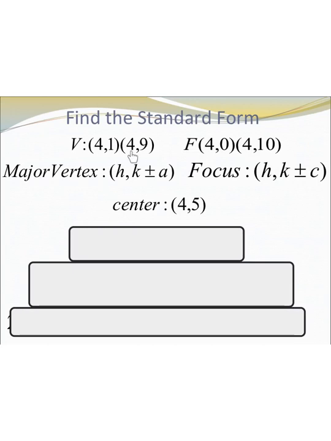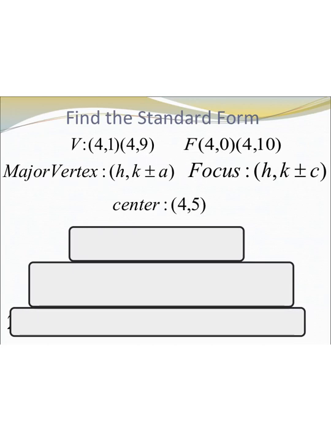And again, to find the midpoint, I'm basically just averaging my values. So I have 4 plus 4 over 2, and then 1 plus 9 over 2 to find my y value. Same thing for the focus points. Again, 4 plus 4 over 2, and then 0 plus 10 over 2. And both times I get 4, 5 as my center. Now I can go ahead and identify my a value by figuring out how far away 9 is from 5.